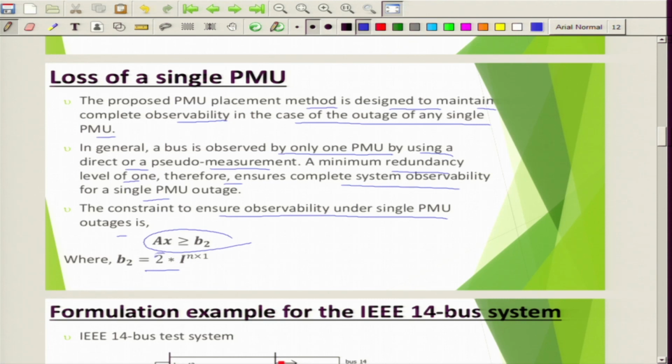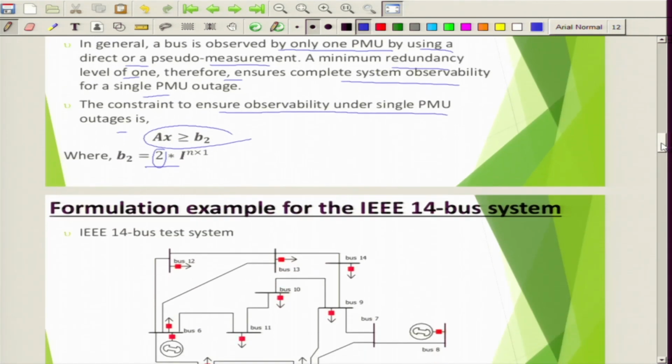Here it is B2, which is equal to 2 times n by 1. Here 2 indicates that if a PMU is lost, at least 2 measurements, because it is connected between 2 lines, at least 2 measurements are gone. That indicates the significance of this number. So this is a constraint, that means at least some minimum observability would again be there even if the PMU is gone.